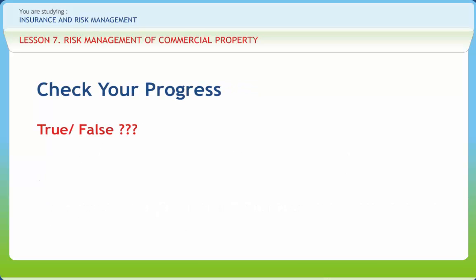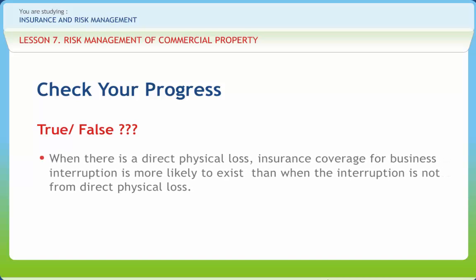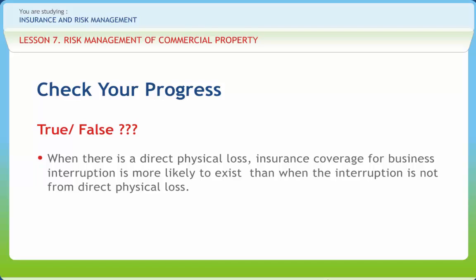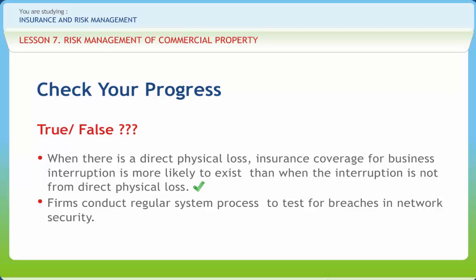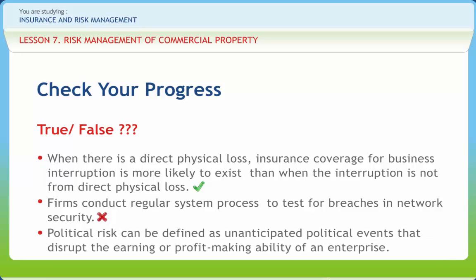Now let us check if we have understood the various concepts discussed in this lesson clearly. When there is a direct physical loss, insurance coverage for business interruption is more likely to exist than when the interruption is not from direct physical loss. Right or wrong? Right. Firms conduct regular system processes to test for breaches in network security. Right or wrong? Wrong. Political risk can be defined as unanticipated political events that disrupt the earning or profit-making ability of an enterprise. Right or wrong? Right.